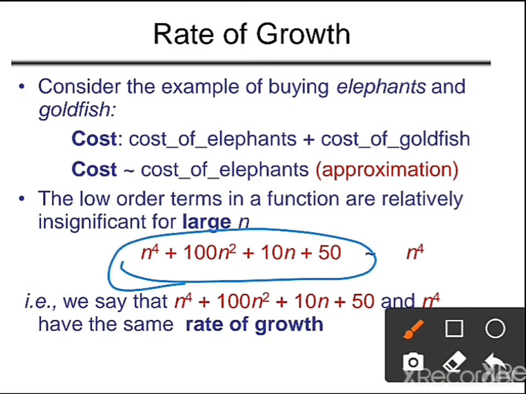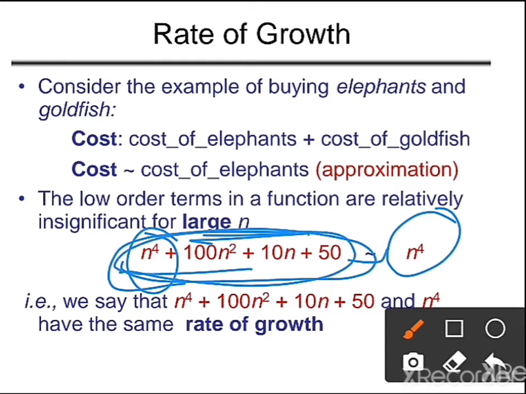So we are considering large values of n, and we are only considering the largest degree term, that is n raised to 4. This function is approximately equal to n raised to 4. We say that n raised to 4 plus 100 n square plus 10n plus 50 and n raised to 4 have the same rate of growth.